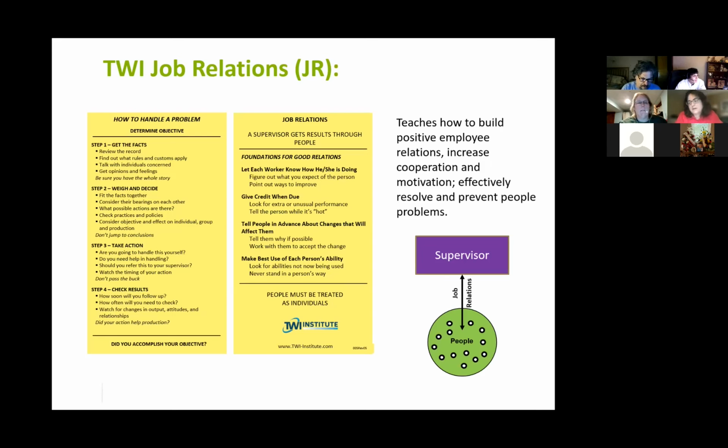Review the record. So we coach people. This is the stuff you find in the written typically. Review the record. Every aspect about the individual, about the problem, review the record. That's pretty straightforward. Find out what rules and customs apply. Sometimes people on the front line don't have any idea of what the rules and customs are for some of the people problems that come up. Talk to individuals concerned, get opinions and feelings by the other individual.